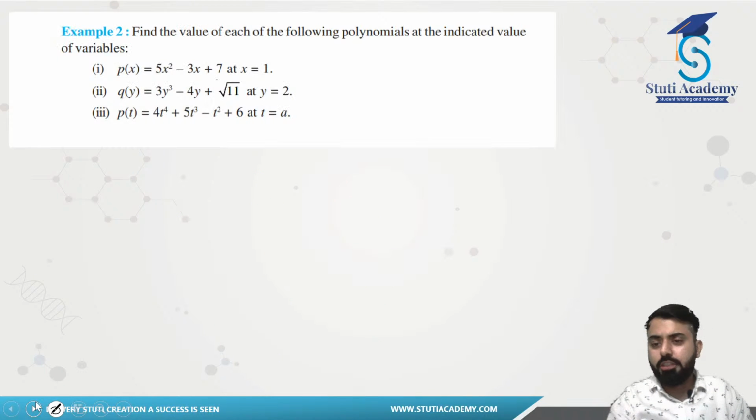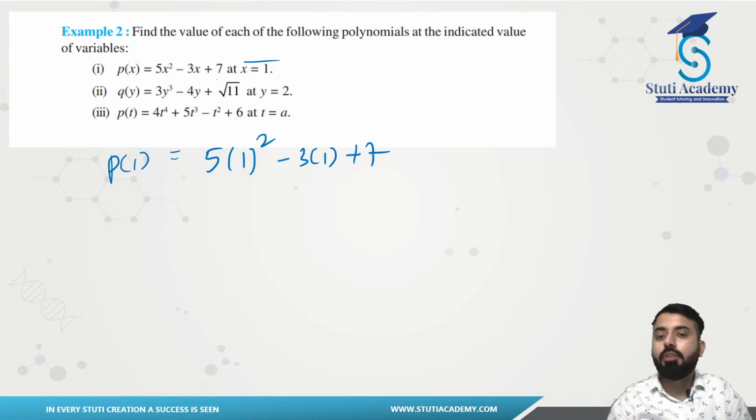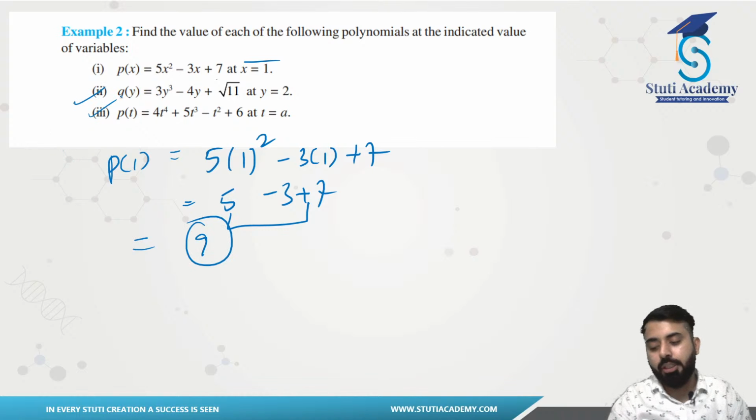So we have some questions. You have to find out the value of polynomials at x equals to 1. Just replace your x to be 1. So p of 1. So if I put x to be 1, it will be 5 into 1 whole square minus 3 into 1 plus 7. If you solve this, you have 5 into 1 minus 3 plus 7. 5 plus 7, 12. 12 minus 3, that will be 9. Similarly, you can do this one. Similarly, you can do that one.